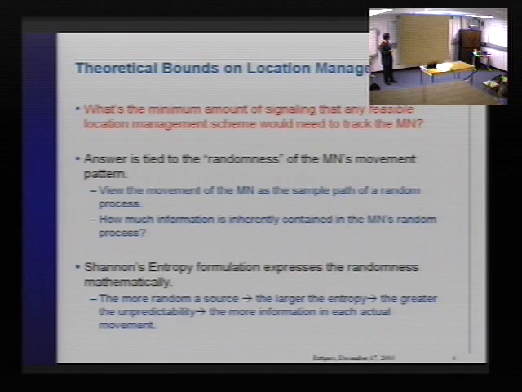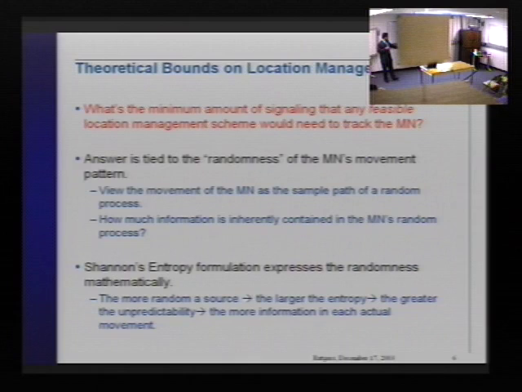So one of the questions to ask is that for any mobile, what's the minimum amount of signaling that you need to track the location of that mobile? And the answer to that is the randomness of the MN's movement pattern. And I use the word randomness without quotes. So I'm looking at the mobile's movement as a sample path of a random process. So there's some information contained in that process, and this is what information theory is all about. It's how much information does the next sequence contain.